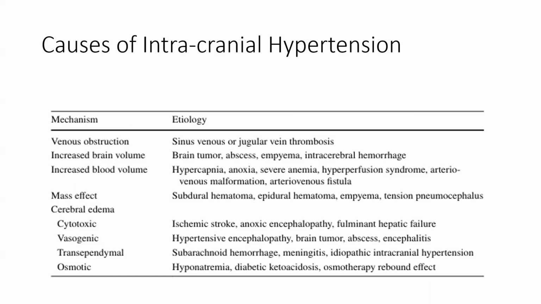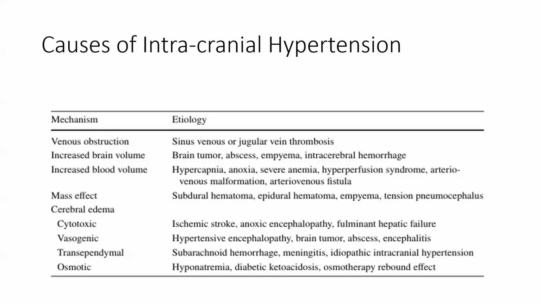Then increased blood volume, which occurs because of hypercapnia, anoxia, severe anemia, hyperperfusion syndrome, AV malformation, and AV fistula. Then mass effect, which occurs because of subdural hematoma, epidural hematoma, empyema, and tension pneumocephalus. And then cerebral edema, which occurs because of cytotoxic edema, which happens because of ischemic stroke, anoxic encephalopathy, fulminant hepatic failure; vasogenic edema, which occurs due to hypertensive encephalopathy, brain tumor, abscess, encephalitis.